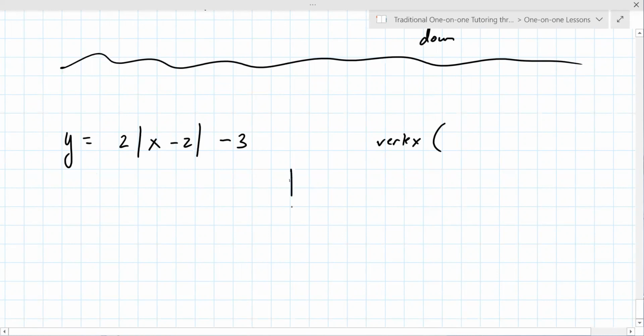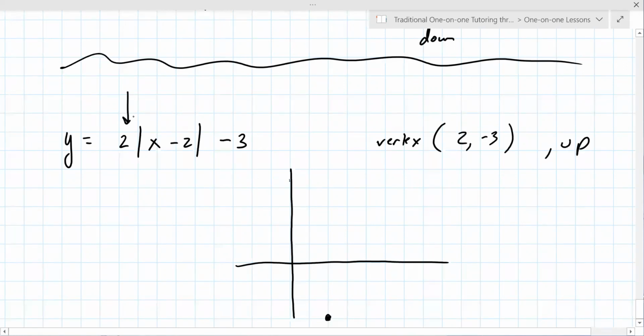The vertex is +2 and -3. +2, -3. So my vertex is there. Does this thing open up or down? Up. Now this 2 changes the slope of the line here.